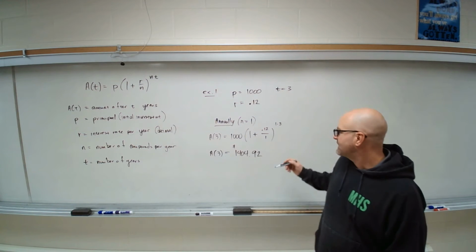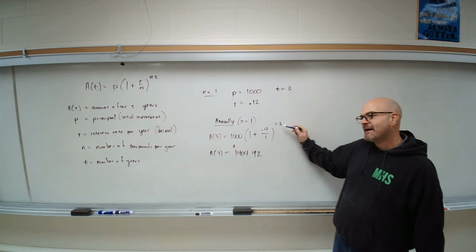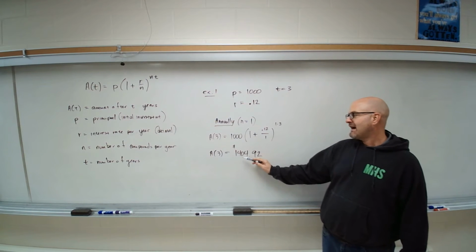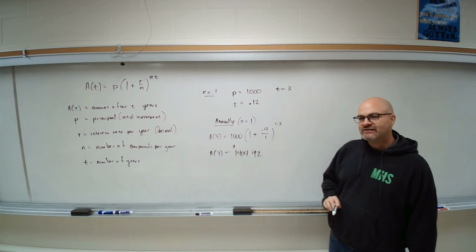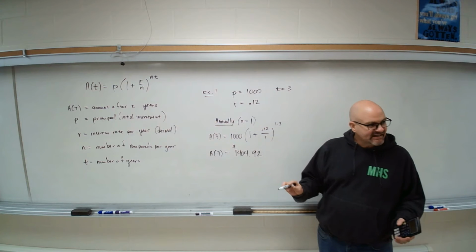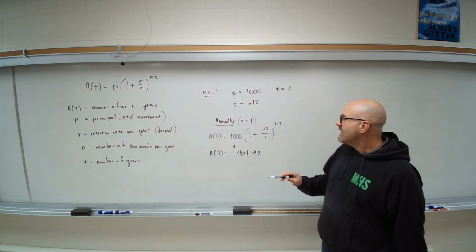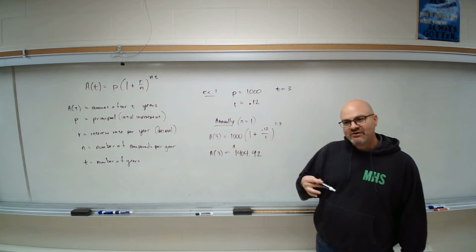Okay, so this is our expression we talked about. I went ahead and typed that in my calculator. We have $1,404.92. If you had 93 cents, that's okay. It's fine. But it's really important to make sure that your syntax is good.